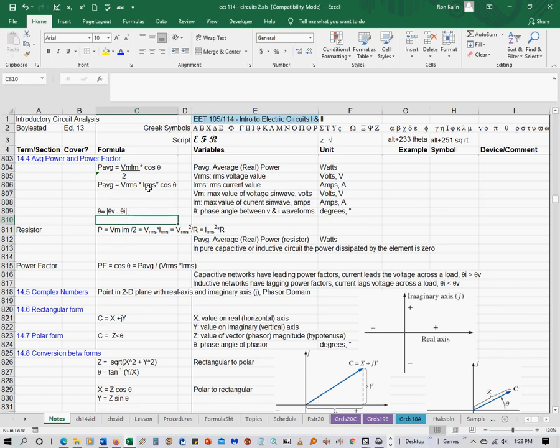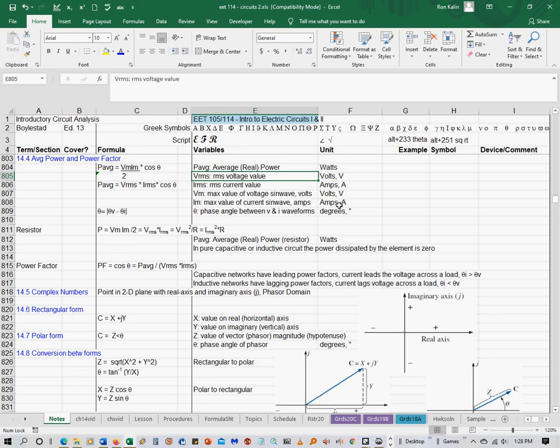Another formula, which is basically the same formula, is V RMS times I RMS times the cosine of theta, where V RMS is the RMS voltage value in volts and I RMS is the RMS current value in amps. The question is, what is the RMS value? The RMS value is the root of the mean of the square.